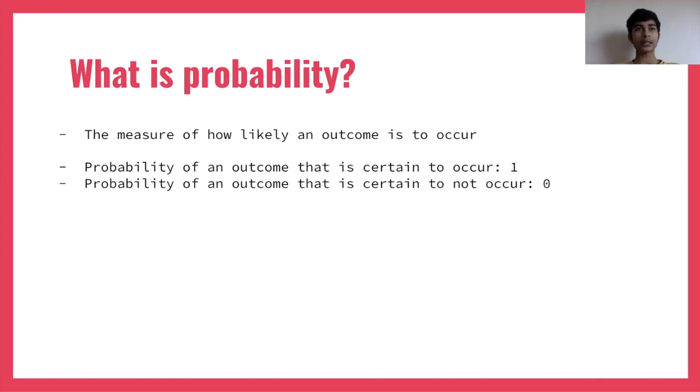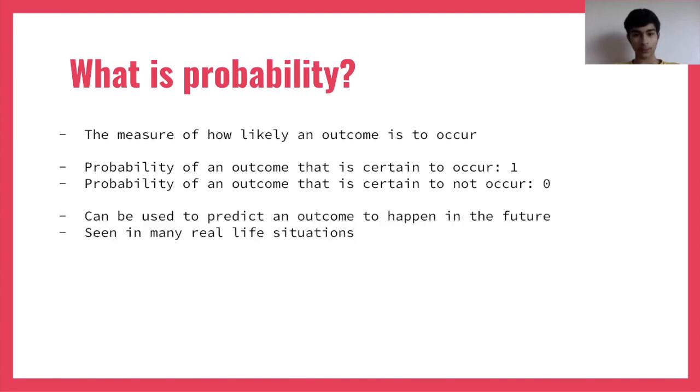Something that is likely to occur but not certain to occur will be in between 0 and 1. To give you a real-life example, the probability of my hair to be black is 1 or 100% because I am certain for this to occur. The probability of my hair being blonde is 0 because I am certain that this is not going to occur.